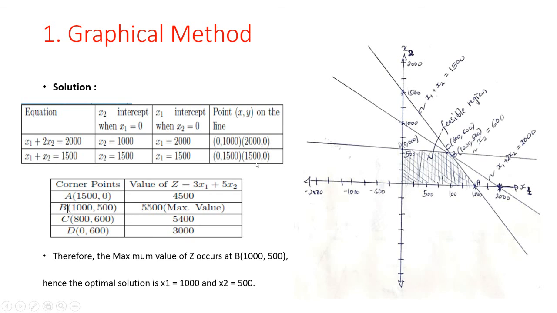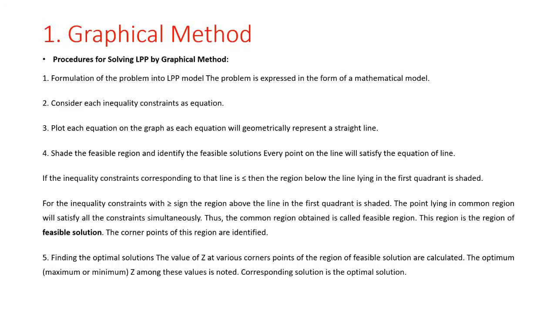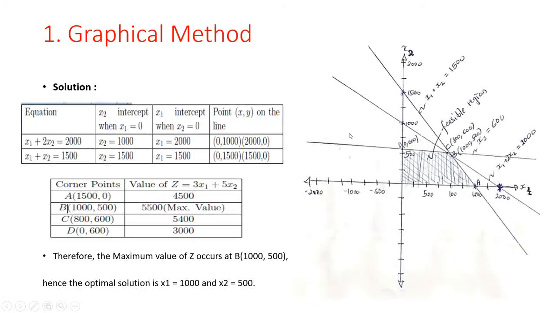For the second equation also, we are considering x1 equal to 0, so x2 becomes 1500, and here x2 equal to 0, so x1 becomes 1500. The points of intersection are 0 comma 1500 and 1500 comma 0. So we are plotting all these equations in geometric form as straight lines. So this is our graph, x axis and y axis.